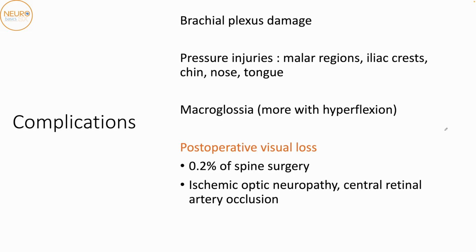Apart from that, you can also develop brachial plexus damage, pressure injuries, macroglossia, and sometimes even a post-operative visual loss. Now this happens in about 0.2% of spine surgeries, and most commonly it occurs because of an ischemic optic neuropathy, but can even arise because of central retinal artery occlusion.